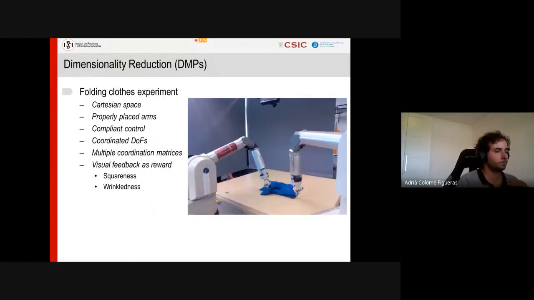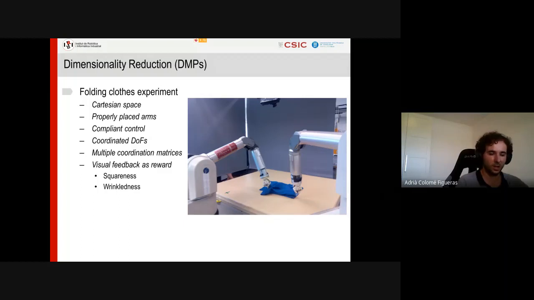Okay, so now I'll show more videos. One of them is an experiment that we did here about folding clothes. Basically we had two arms and we wanted to fold a polo shirt with these two arms. We were using Cartesian space, so we were learning in Cartesian space.